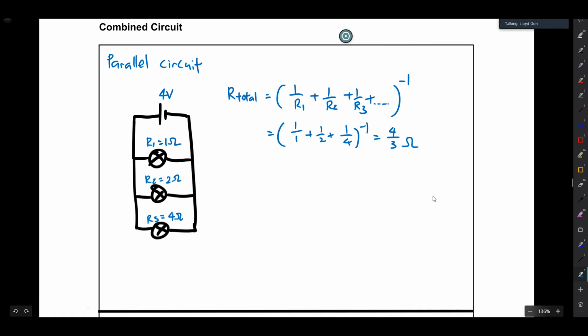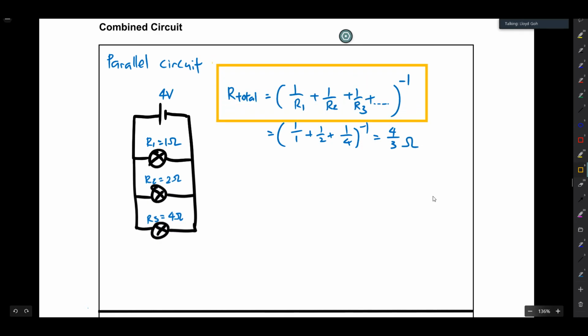Okay, so my R total will be 4 over 3 ohm. Okay, so this is how we calculate R total. Remember this formula, quite important. This is for a parallel circuit.